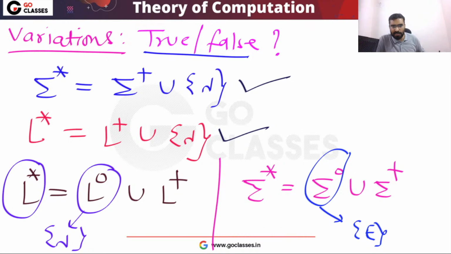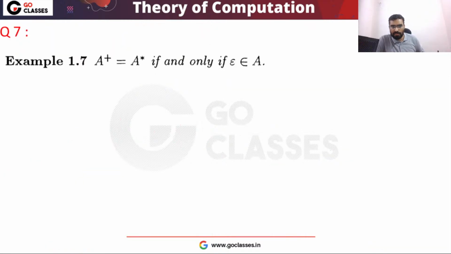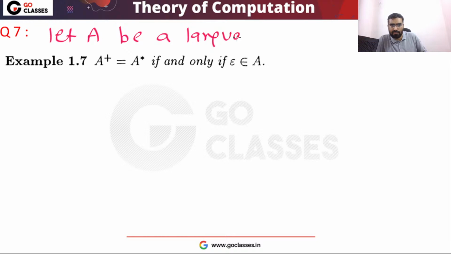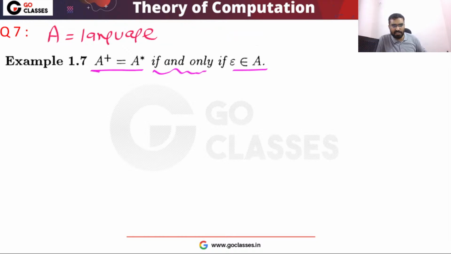So both the statements are true. Now let's see this question. Is this statement true or false? Please tell me. A star is same as A plus if and only if the empty string belongs to A. Here A is a language. Let's assume A is some language. Is this statement true? Please tell me.